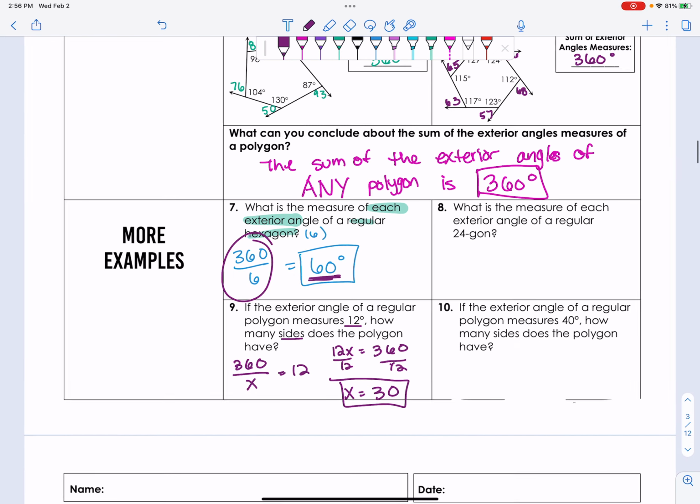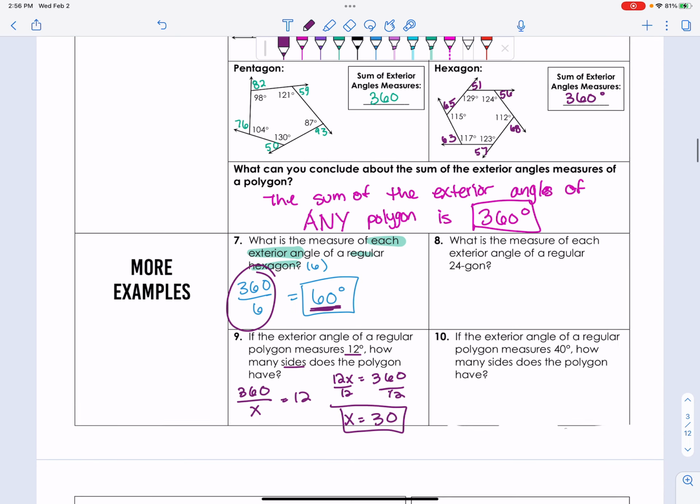Now that is basically what the interior and exterior angle sums are for any polygon. And that's it.